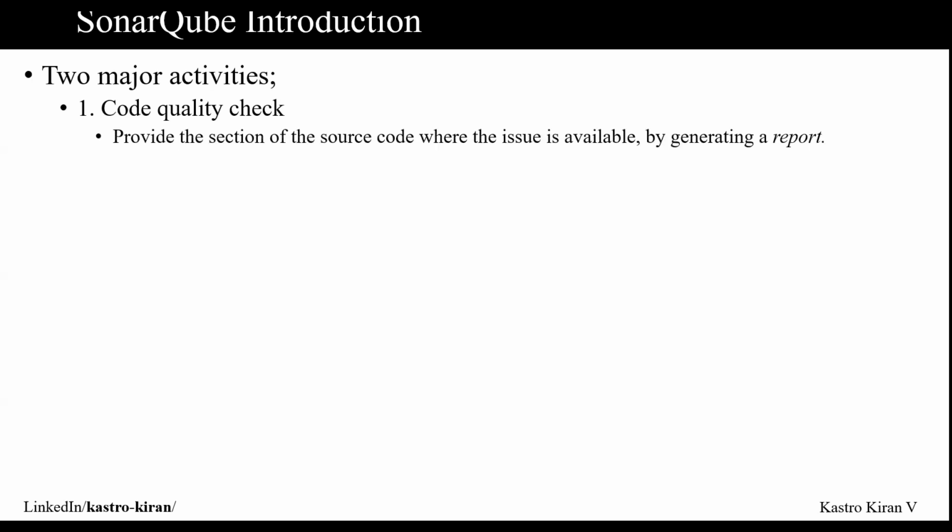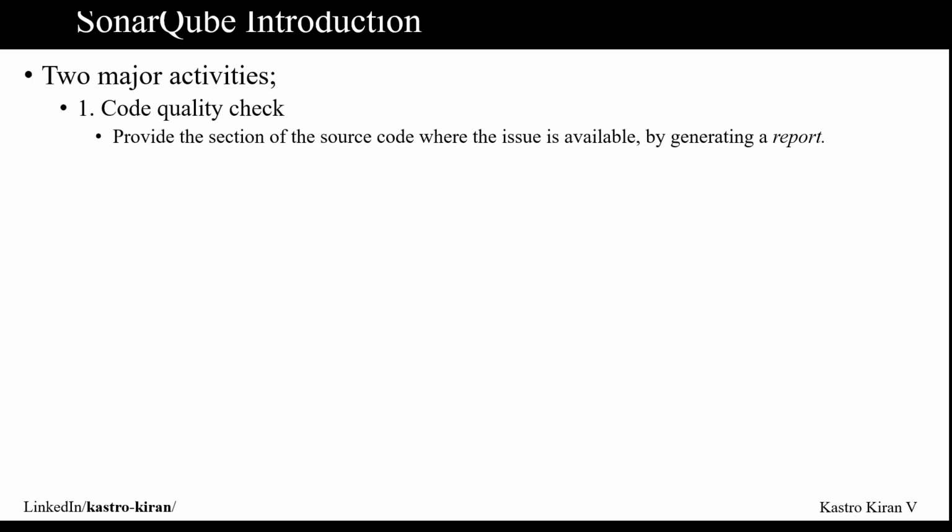Now let's understand the different things that are available in SonarQube. On a large scale, SonarQube will perform two activities. The first one is known as code quality check, and the second one is known as code coverage. First, let us understand what is meant by code quality check. Suppose any developer is writing code, there is a chance that the code contains bugs, vulnerabilities, or code smells. When code contains any kind of bugs or vulnerabilities, it is not good code.